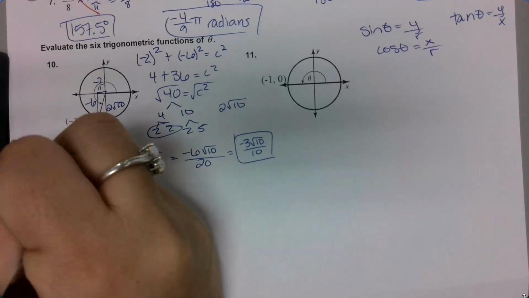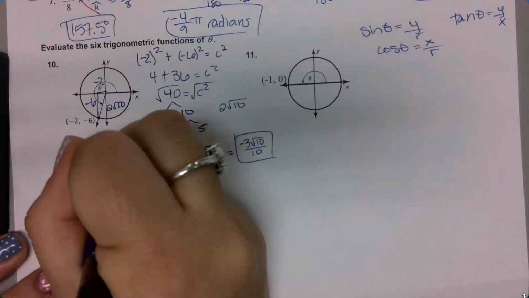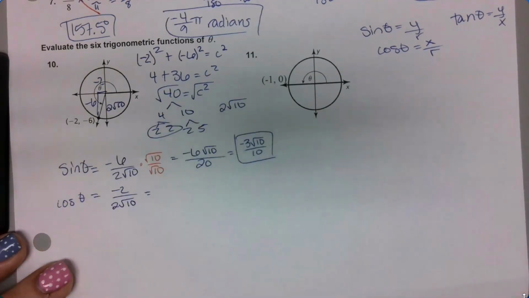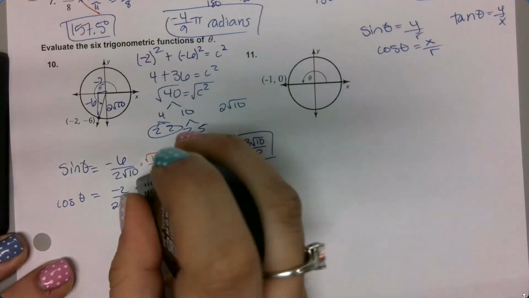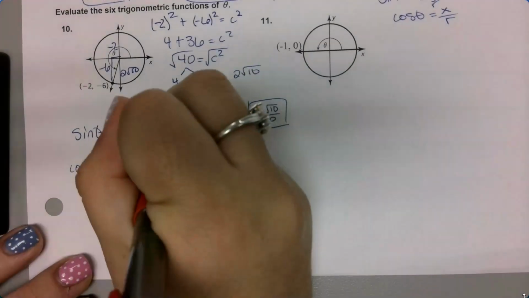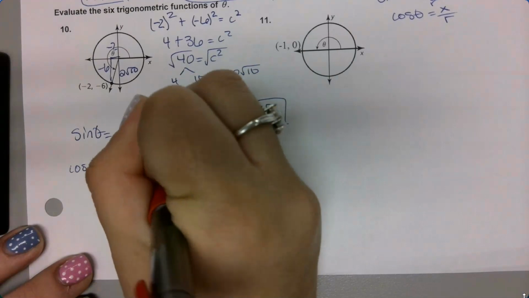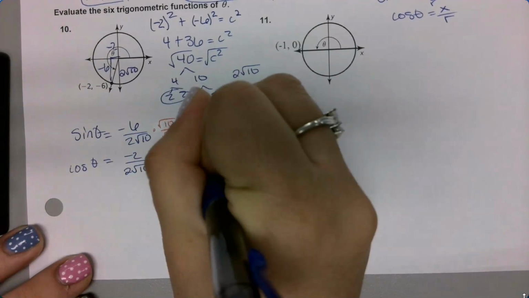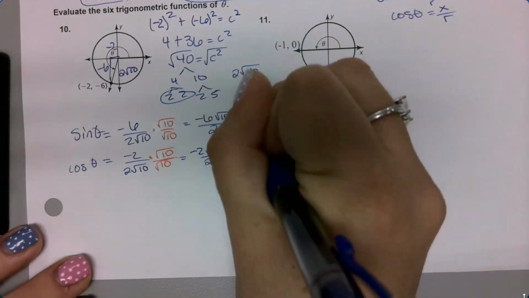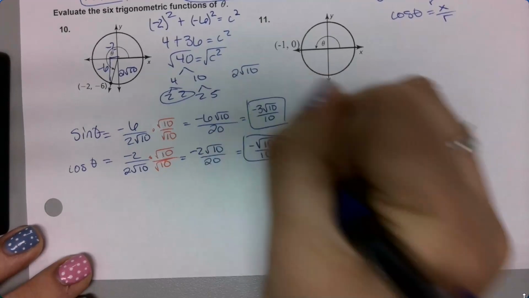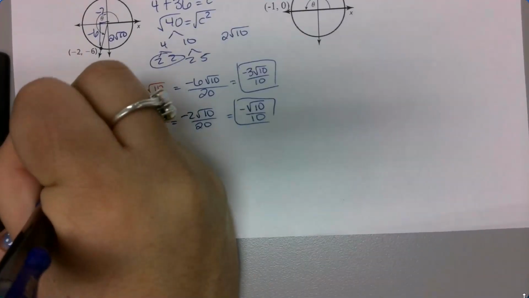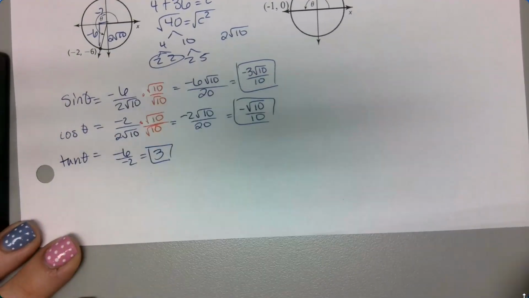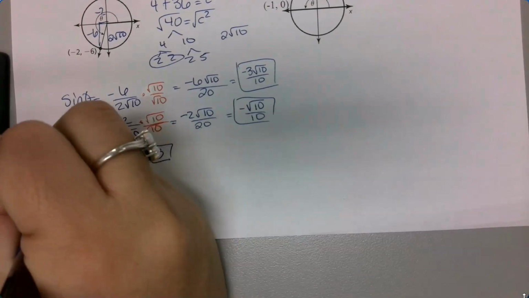I'm going to do cosine next. That is going to be -2 over 2 square root of 10. I'm going to rationalize my denominator first. Which is going to give me -2 square root of 10 over 20. Rationalizes to negative square root of 10 over 10. Then tangent is y over x, so -6 over -2, which is +3. Now I can go find my reciprocal functions.